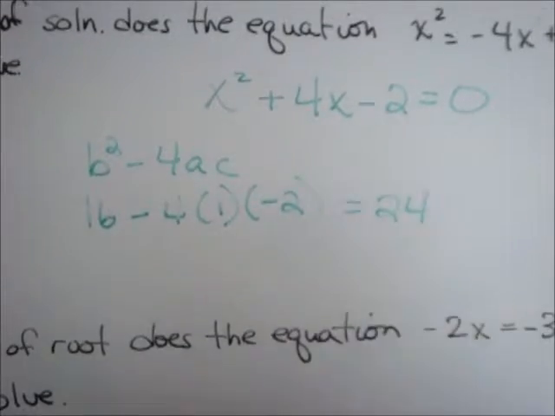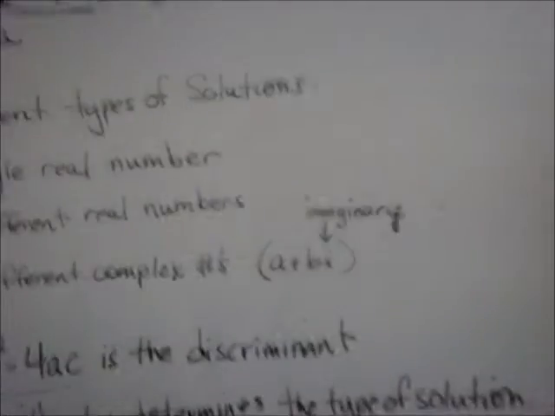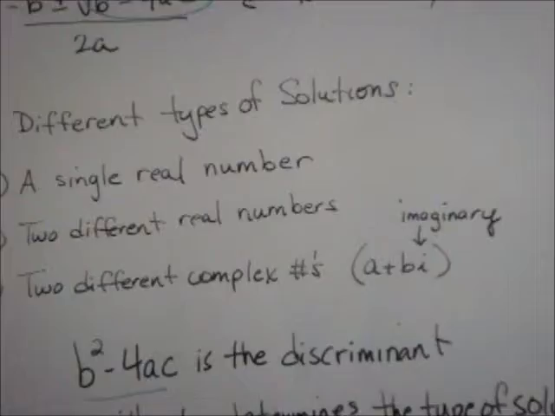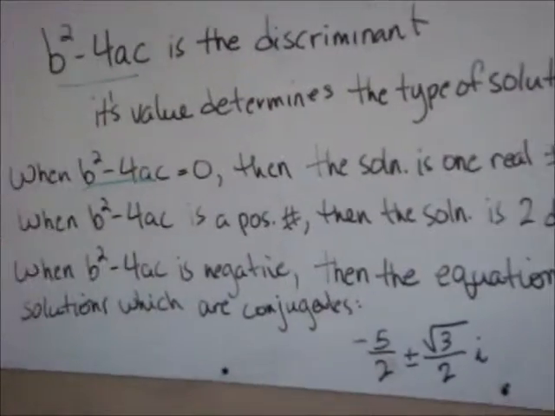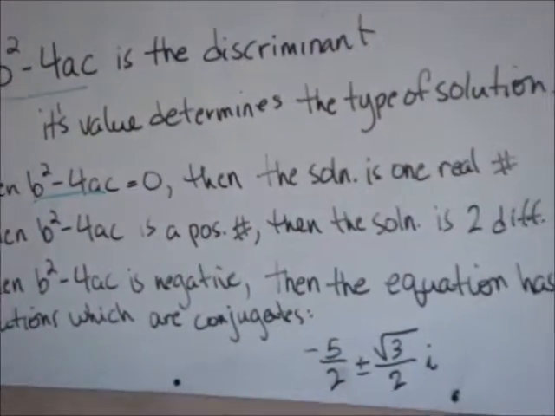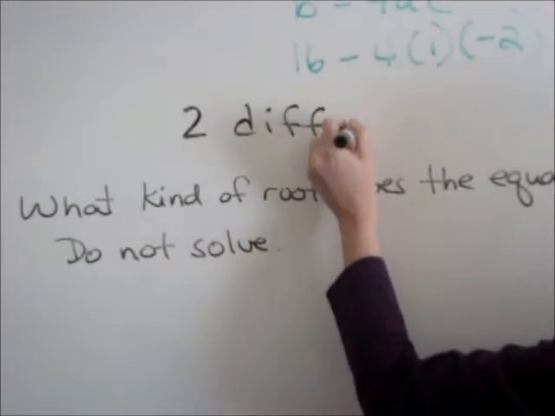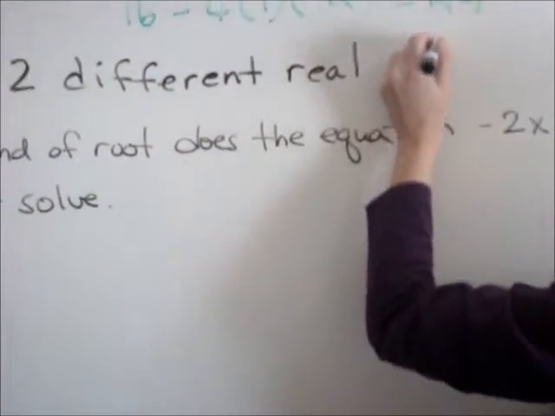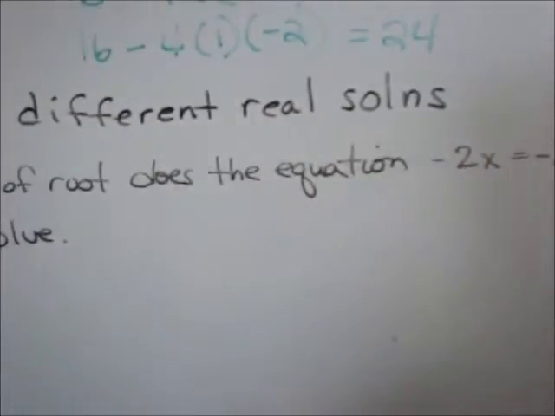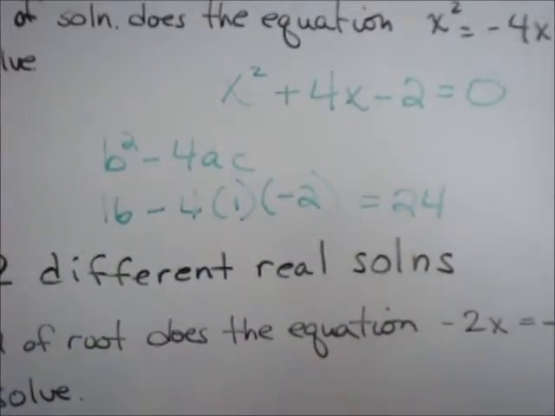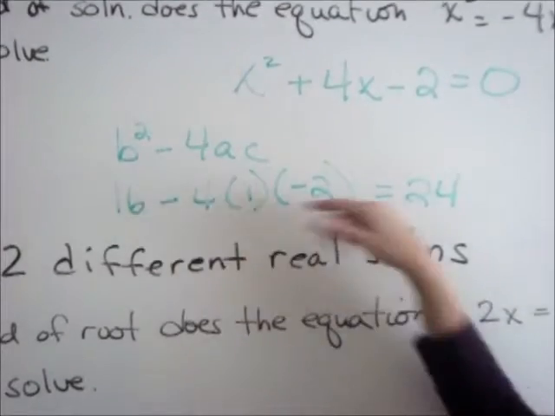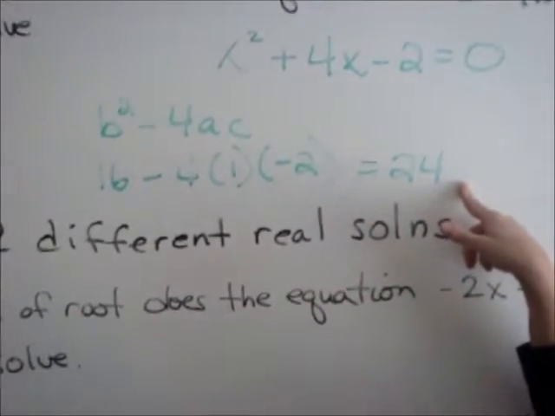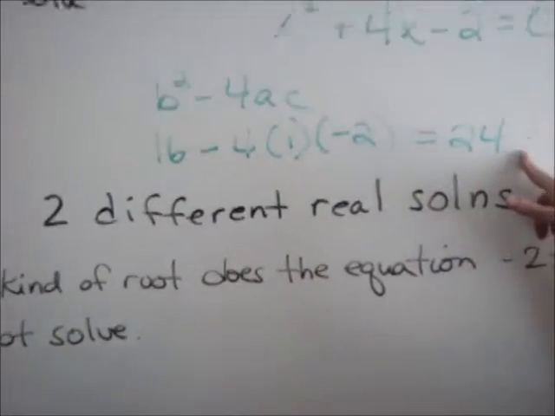So we know that if we have a positive number, then we have two different real solutions. So we're just going to write down, this equation has two different real solutions. And that's all there is to this problem. You just take your a, b, and c, put them in the discriminant, and see if you get a positive number out, a negative number out, or 0 out.